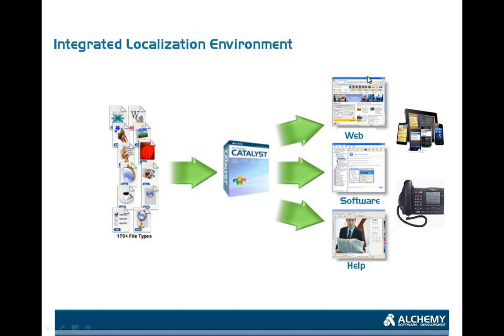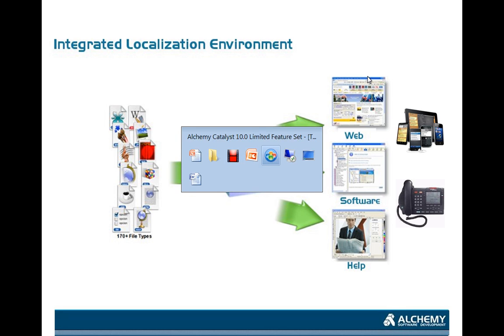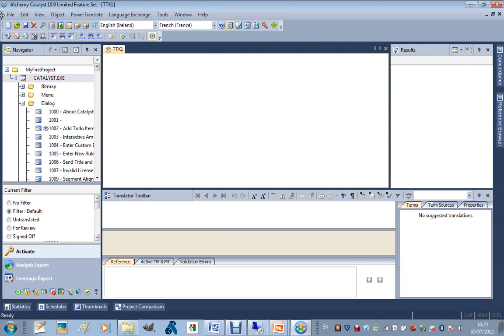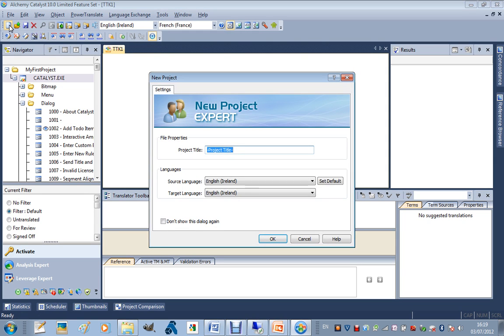We saw in an earlier video that the paradigm or the model that we use within Catalyst is to take any of the localizable file formats you require, drop them into a project, perform localization tasks on them, and output the localized content. And the same is true with the Visual Studio file format. So I'm going to create a new project, File, New, my first Visual Studio project.